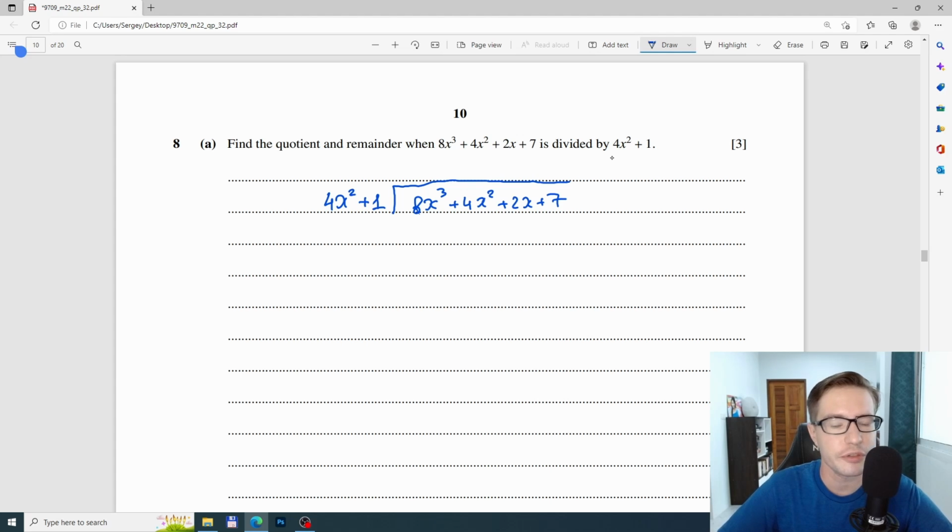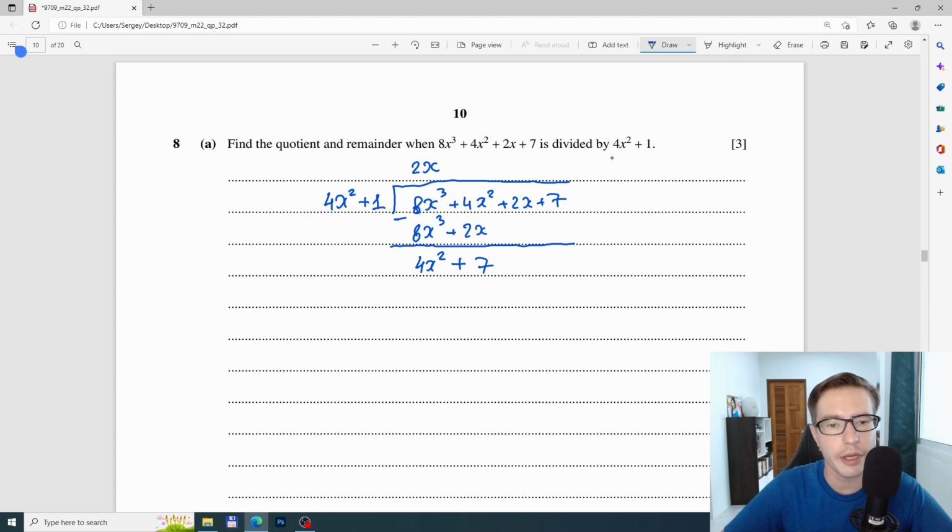Okay, now I'm just going to look at the highest coefficients. So I got 4x squared and 8x cubed. I will have to multiply 4x squared by 2x, so I can get 8x cubed. And when I do so, I will get 8x cubed plus 2x. Now subtract the two polynomials and I will get 4x squared, 2x minus 2x will cancel out, and plus 7.